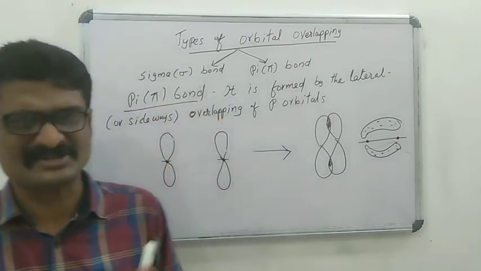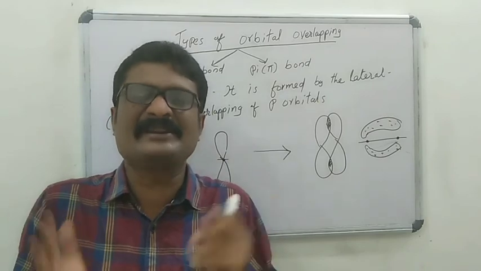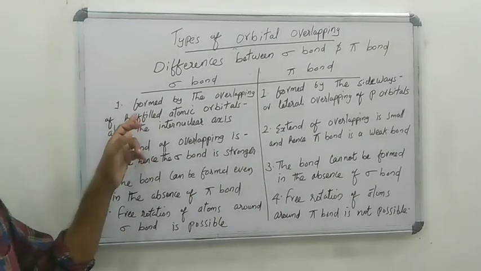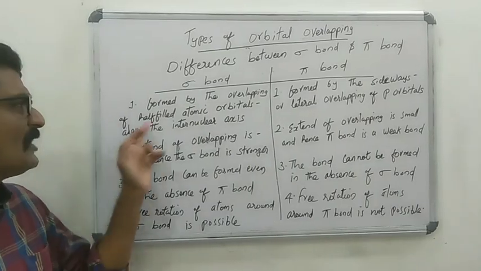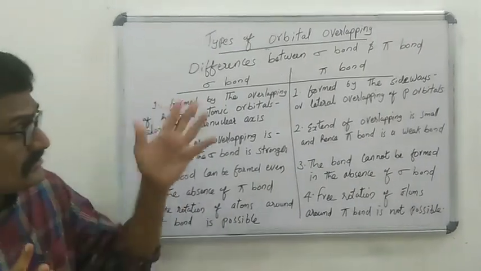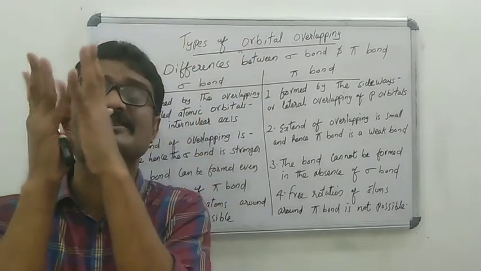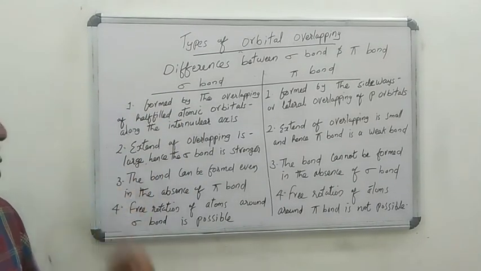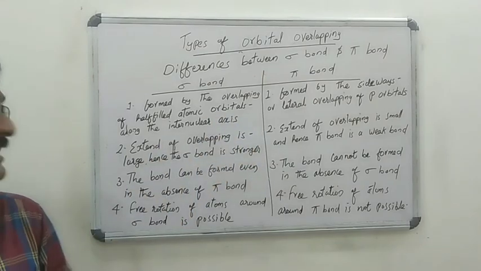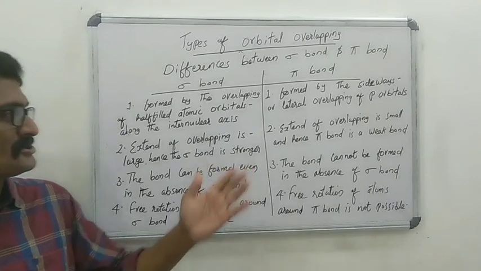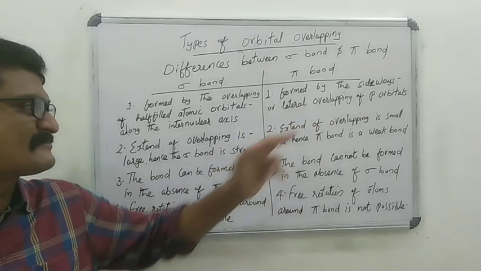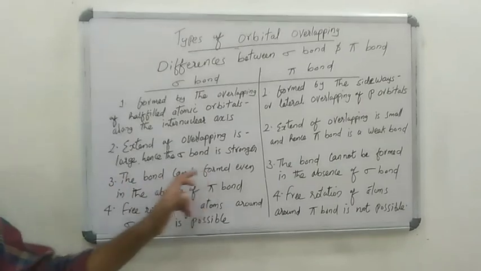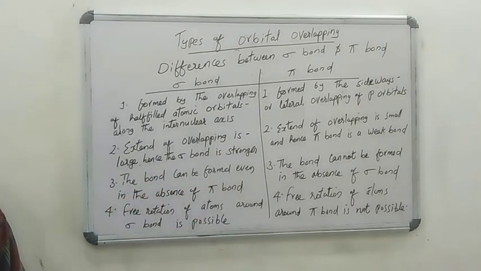Let us discuss the main differences between sigma bond and pi bond. First difference: sigma bond is formed by the overlapping of half-filled atomic orbitals along the internuclear axis. But the pi bond is formed by the sidewise or lateral overlapping of p orbitals. In the case of sigma bond, the extent of overlapping is large, and hence the sigma bond is stronger, but the extent of overlapping is small, and hence pi bond is a weak bond.